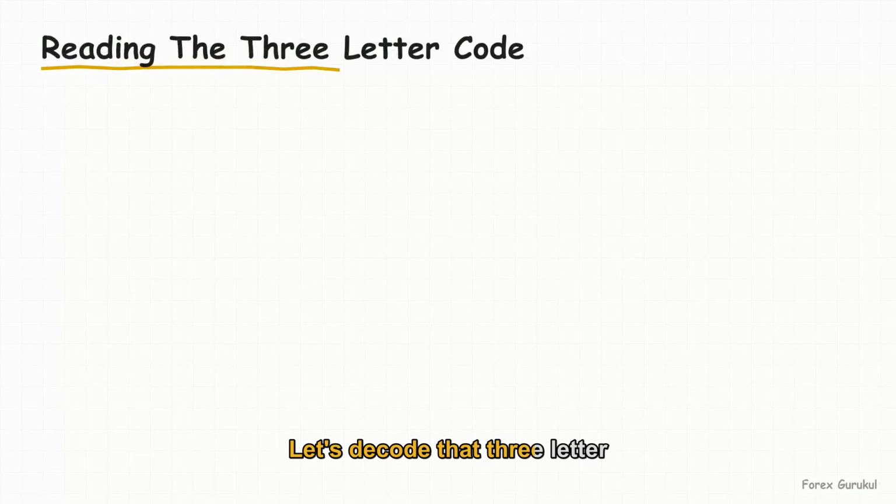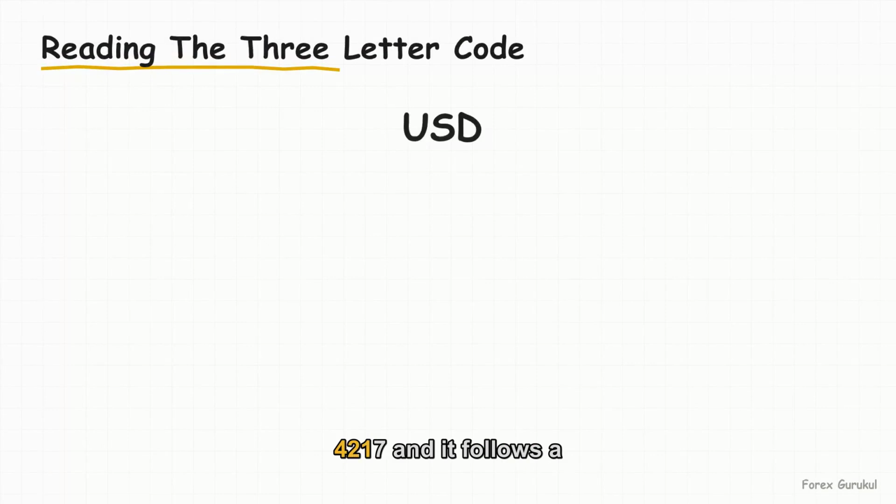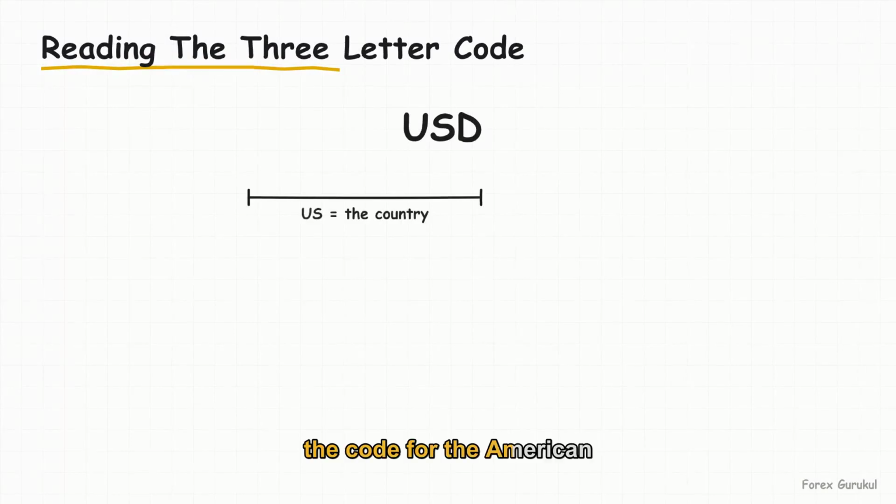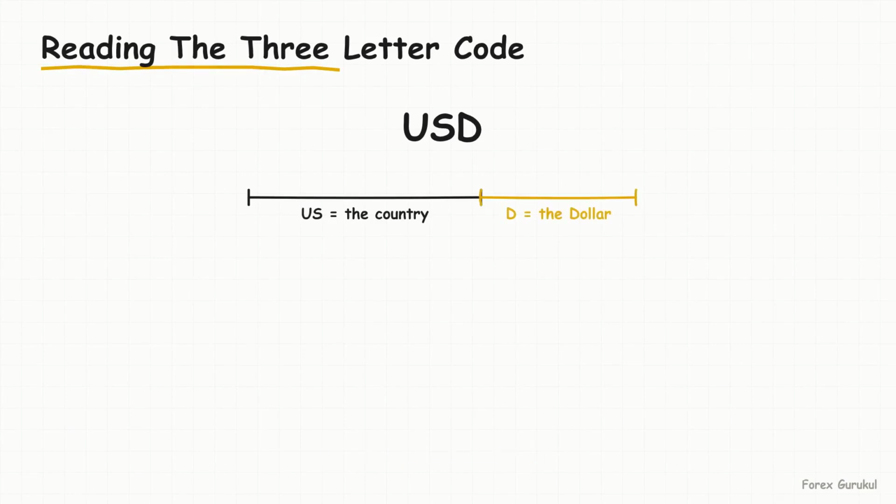Let's decode that three-letter ticker sitting on every chart because it is not random. The system is called ISO 4217 and it follows a simple pattern. Take USD, the code for the American dollar. The first two letters U and S stand for the country, the United States. The third letter D stands for the currency itself, the dollar.